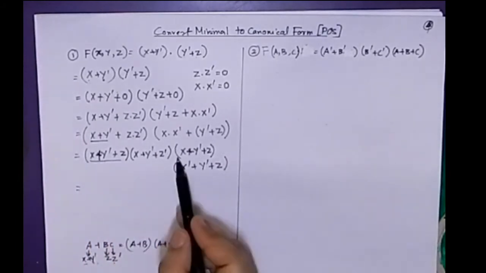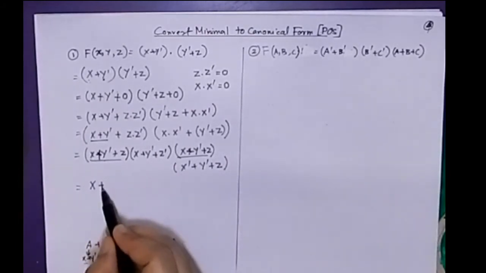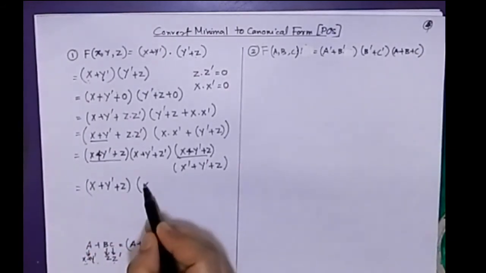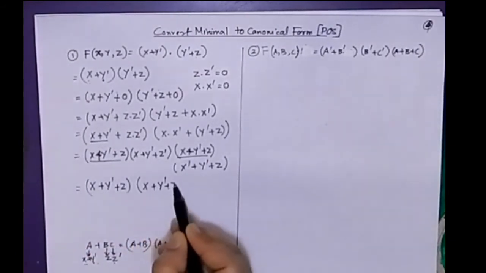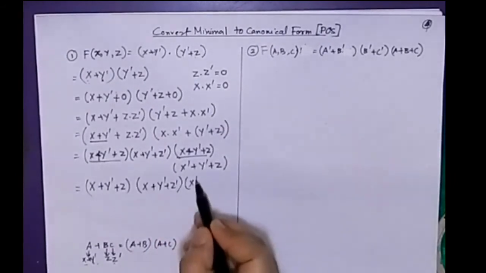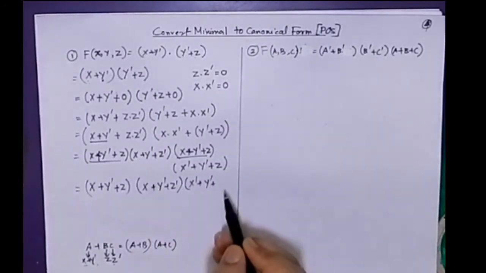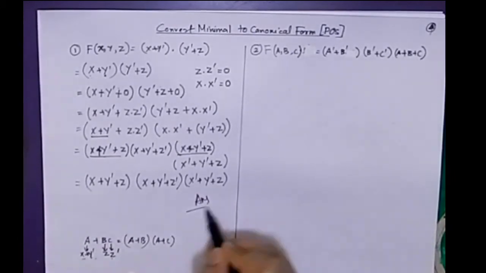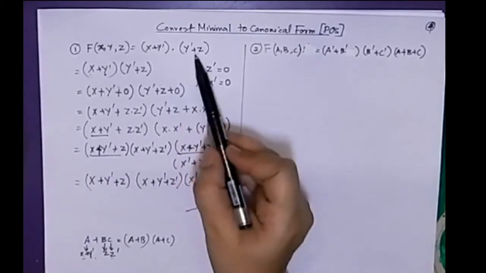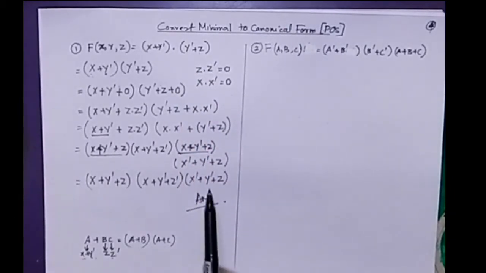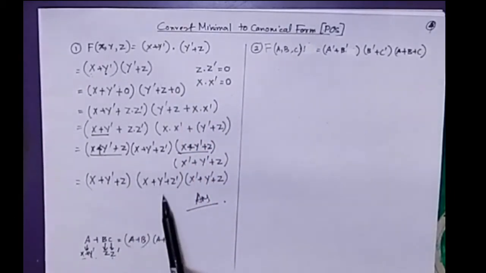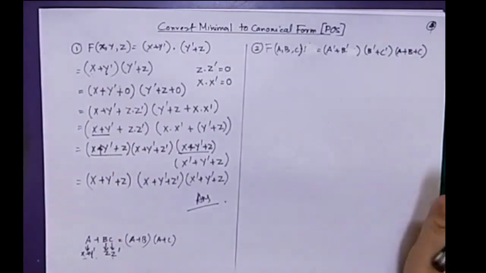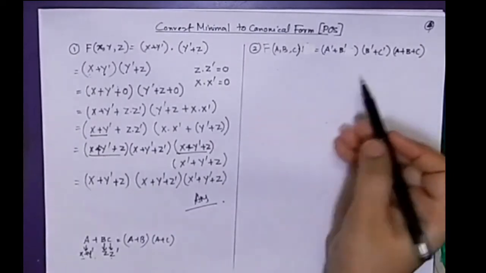See, the first term is repeated, so I will write it only once: x plus y dashed plus z, x plus y dashed plus z dashed, x dashed plus y dashed plus z. So this is my answer. This was the minimal form with 2 terms, and see, the canonical form has 3 terms, and each term contains all the 3 variables involved in the function. Let us do the second one.